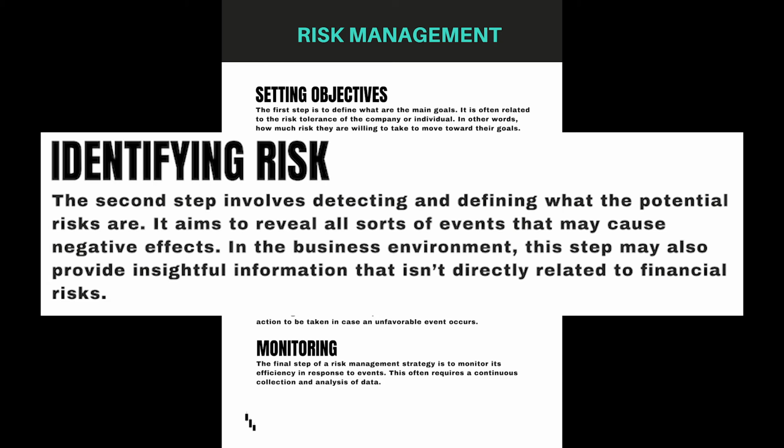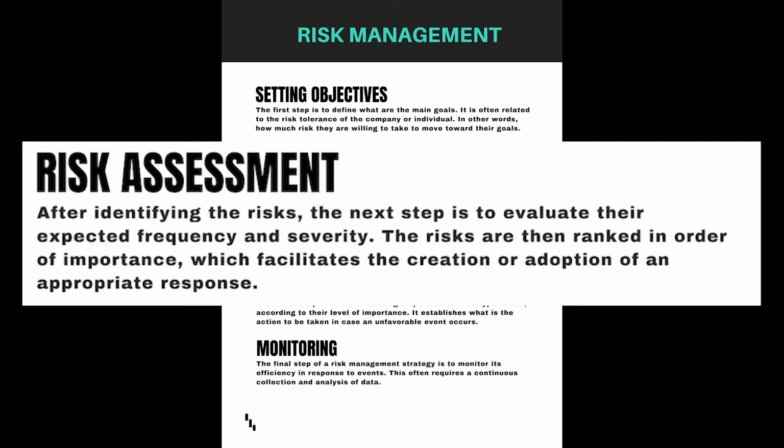The next step, identifying risks. The second step involves detecting and defining what the potential risks are. It aims to reveal all sorts of events that may cause negative effects. In the business environment, this step may also provide insightful information that isn't directly related to financial risks. Step three, risk assessment. After you've identified your risks, the next step is to evaluate their expected frequency and severity. The risks are then ranked in order of importance, which facilitates the creation or adoption of an appropriate response.